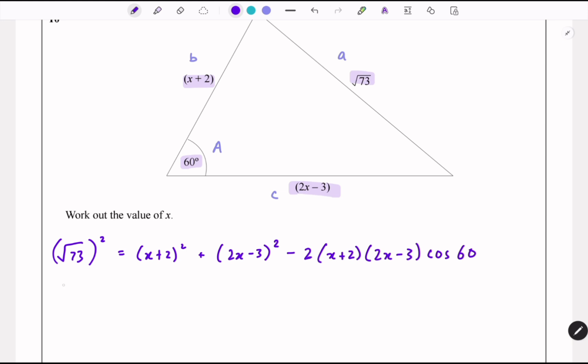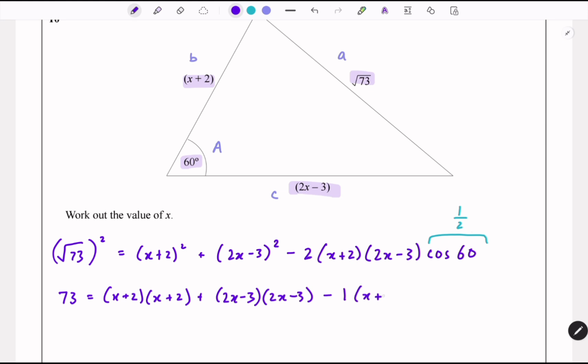Root 73 all squared is just 73, since the square root and the square cancel out. For x plus 2 squared, that's x plus 2 times x plus 2. For 2x minus 3 squared, that's 2x minus 3 times 2x minus 3. Then we've got minus. Now I'm going to change cos 60 to its value. The value of cos 60 is a half, and a half times 2 is just 1. So really we've just got 1 in the front. I don't have to write it down, but I'll write it so you can see 2 times a half is 1. Then we've got x plus 2 times 2x minus 3.